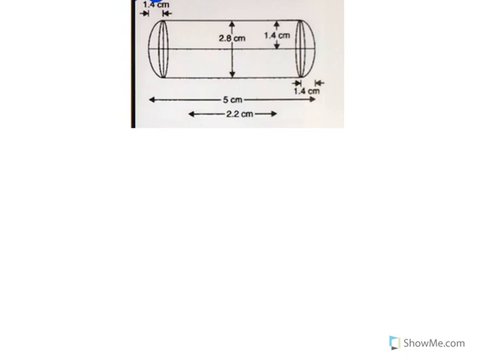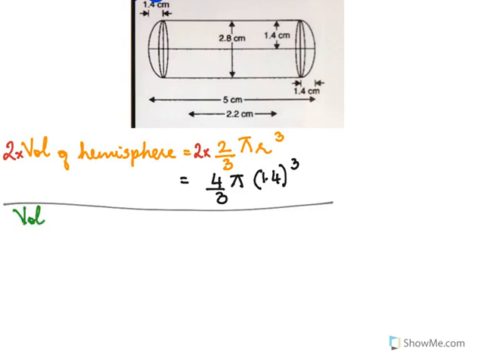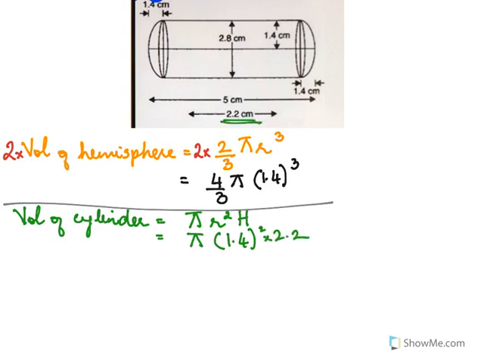Let's continue the sum. Let's first find volume of hemisphere equal to 2 by 3 pi r cube, and remember you have two volumes here because we have two hemispheres, so we multiplied this by 2, and now we get 4 by 3 pi, and your r is 1.4 the whole cube. So we are done with that. Now we need to know volume of cylinder, and for volume of cylinder it is pi r square h. We'll put the value pi, the r is the same, 1.4 square, and we calculated the h as 2.2. We've done this calculation, so this is done.